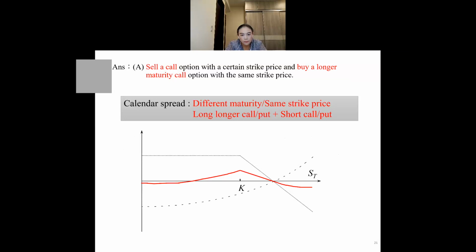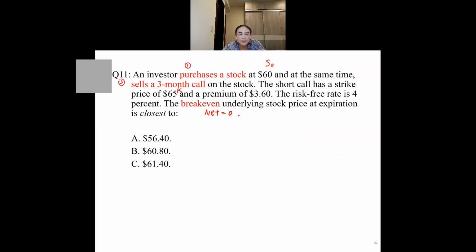All right, so long a long time to maturity and short a short time to maturity. Short T1. And remember, you would only see these diagrams at T1, right? At the short time to maturity expiration date, and you make the maximum profit when this option on T1 is at the money. So you earn the time difference, which is the time value.